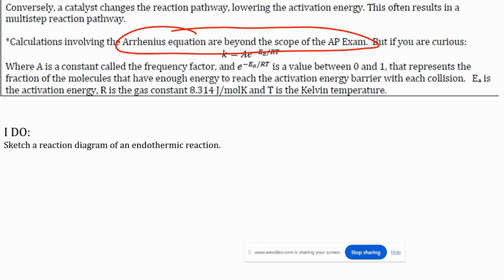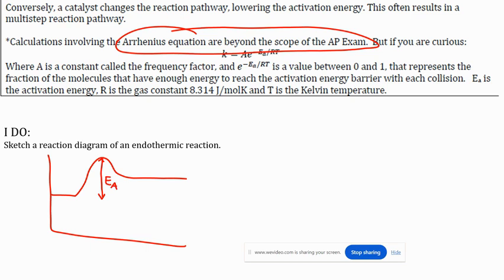We're going to draw a diagram of an endothermic reaction, which I've already done. So we're going to start out here. These are our reactants. We're going to have some sort of activation energy, and our products are going to end up at a higher potential energy than our reactants. The distance from here to here is called the what? Activation energy.